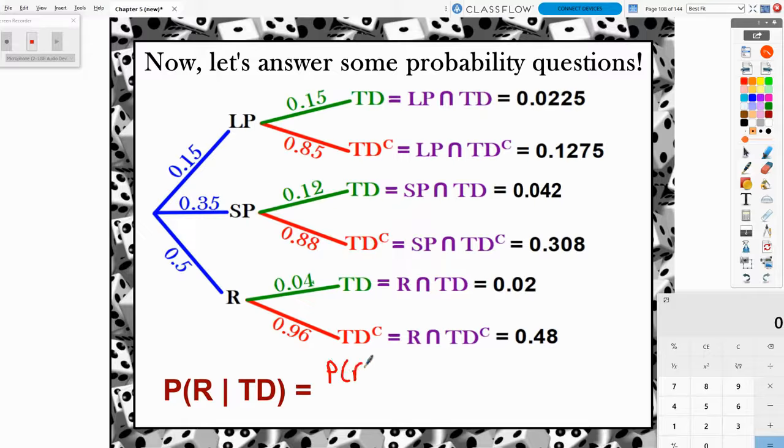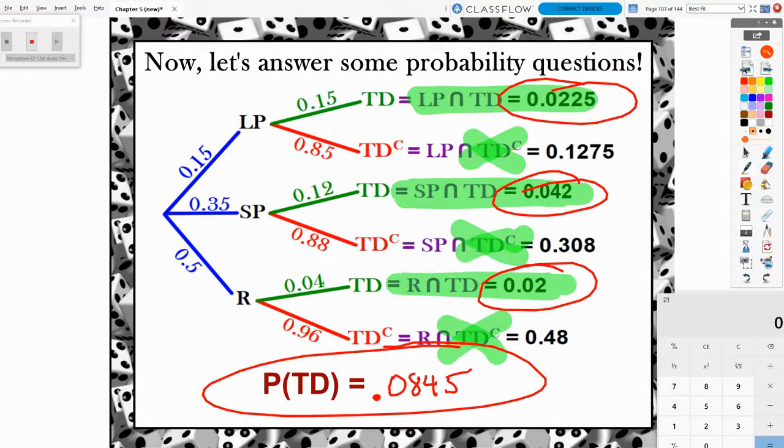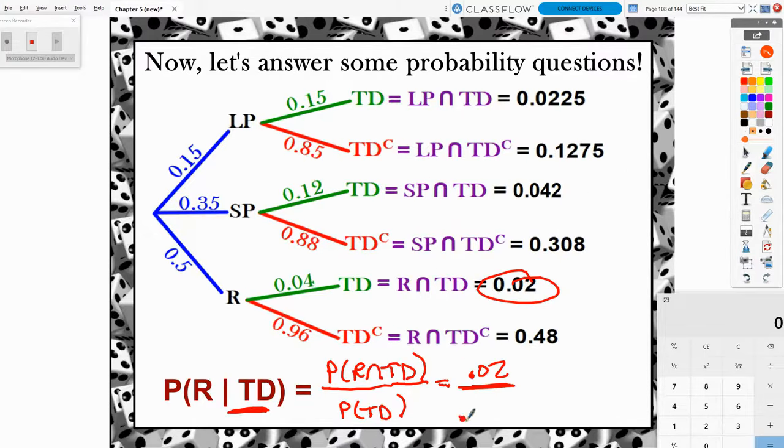So the probability of both of these events, running the ball and scoring a touchdown, divided by the probability of whatever the conditional part was, which is just scoring a touchdown. Now, we've actually figured out both of these before, right? Running the ball and scoring a touchdown, that's this 0.02 that's right here. And then divided by the probability of scoring a touchdown, which we just figured out was 0.0845. So out of all the times that we score a touchdown, 2% of those was the result of running the ball.